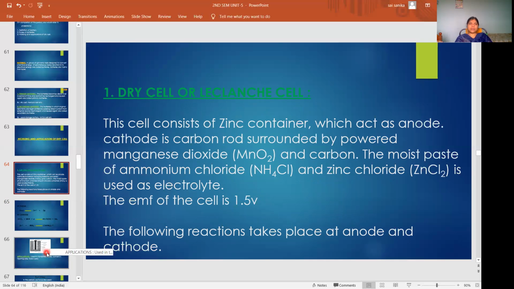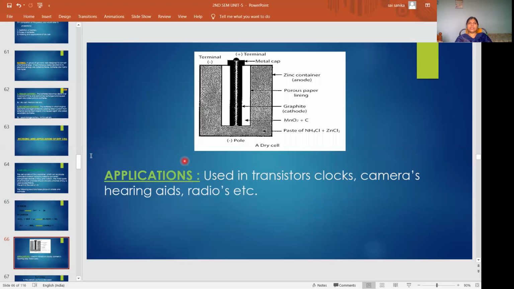Okay, then come to applications. So here this dry cell is used in transistors, clocks, cameras, hearing aids and radios, etc. You see in our home, clocks, whatever the cells we are using, these dry cells are used. Okay, cameras, hearing aids, radios, and even in transistors we will use these dry cells.